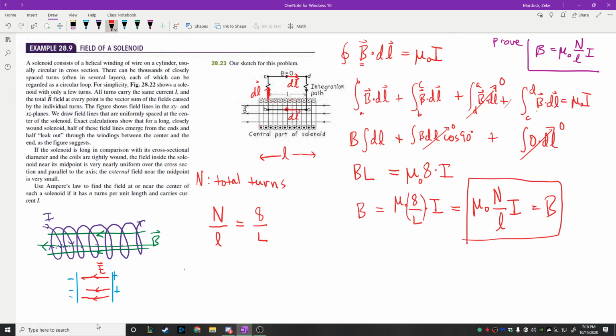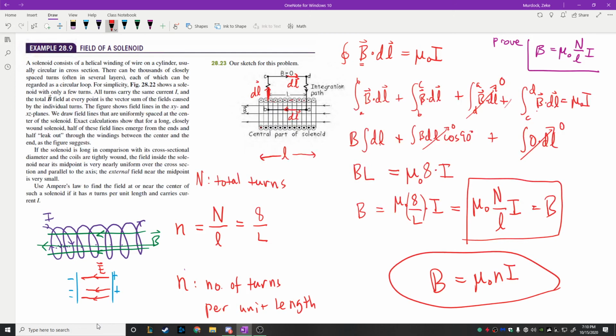Another way this is commonly written is that you take a little n here, so that little n represents the number of turns per unit length. And this will often be something that's actually written on a solenoid, how many turns per unit length you have. In that sense, it's equal to that. This gives us the other version of this that we'll also use. And there we go. Does anyone have any questions about that?